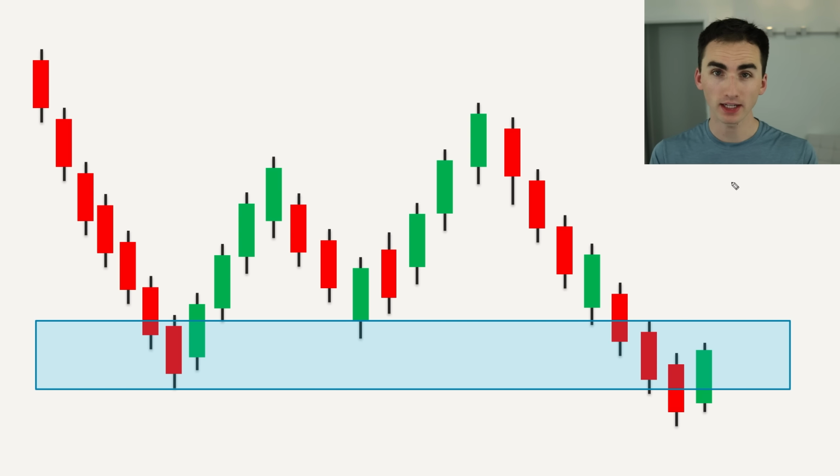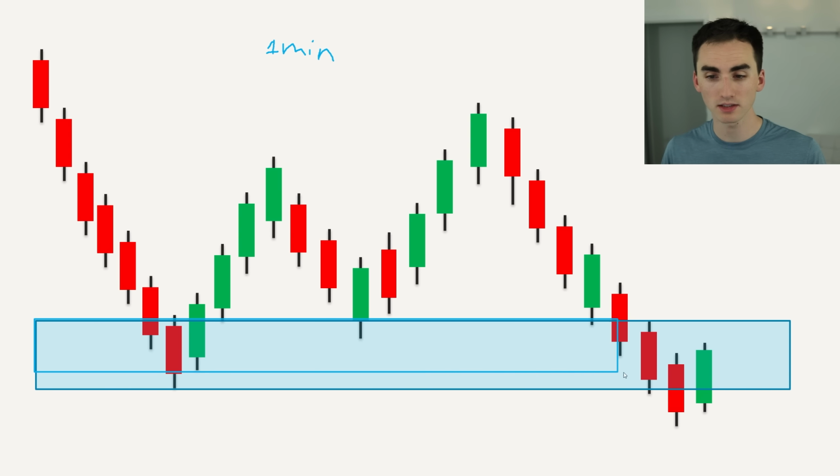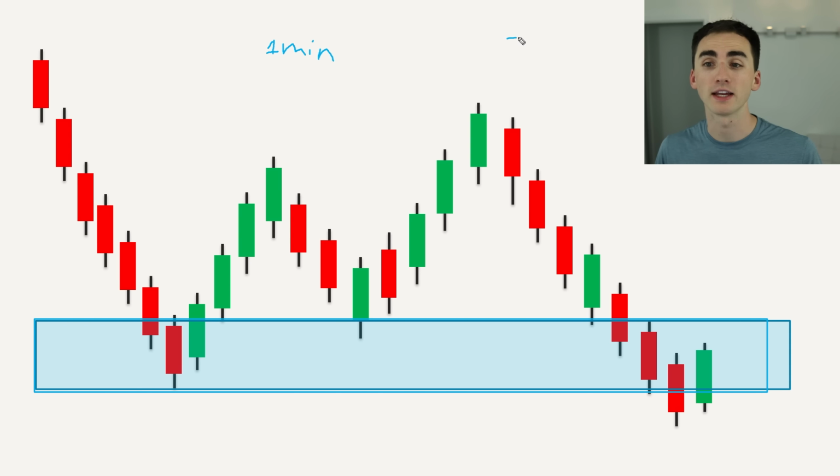And now the trick with these levels is that I draw my support and resistance levels off of a larger time frame chart than I trade. And so I often trade on a 1-minute chart, but I draw my support and resistance levels off of a 5 or a 15-minute chart.